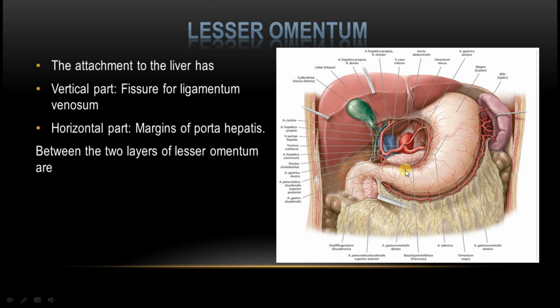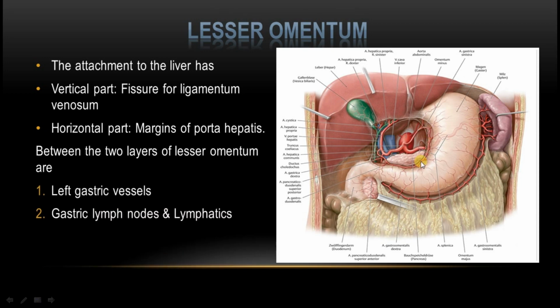So, between the two layers, as I told you, are the right and left gastric vessels. Then you have some lymph nodes, lymphatics, and also nerves, mainly branches of the vagus nerve.